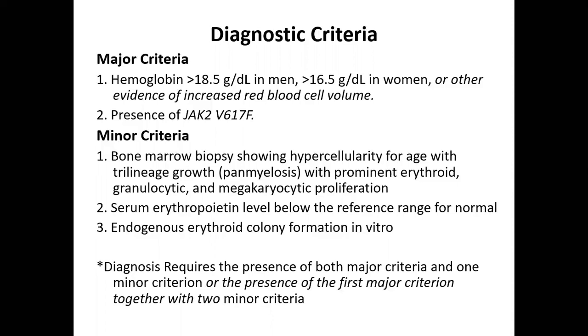The second minor criterion is a serum erythropoietin level below the reference range for normal. The third one is rather a difficult test and is not routinely done, in which there is growth of the erythroid colony-forming cells when they are cultured in tissue without the need of erythropoietin. The diagnosis of polycythemia vera requires both major criteria and one minor criterion, or the first major criterion and two of the minor criteria.